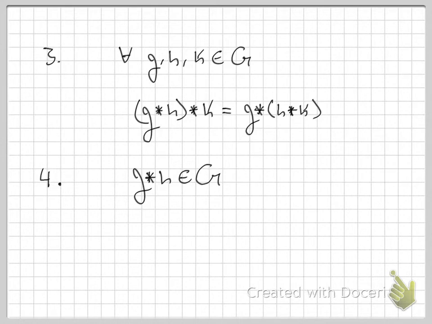Now, if it's an Abelian group, there is a 5th property. So these 4 are the only ones you need in order for it to be a group. If it's an Abelian group, then it has to be commutative. So g star h has to equal h star g for an Abelian group. But number 8 just asks which is not a group. That's all number 8 is concerned with.